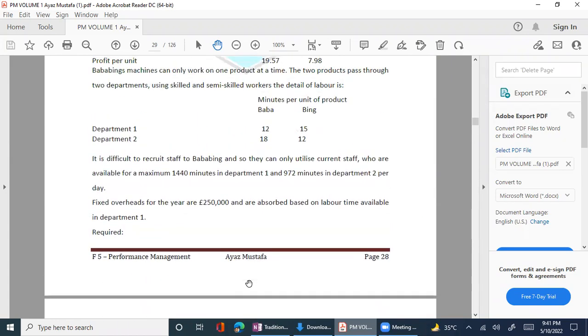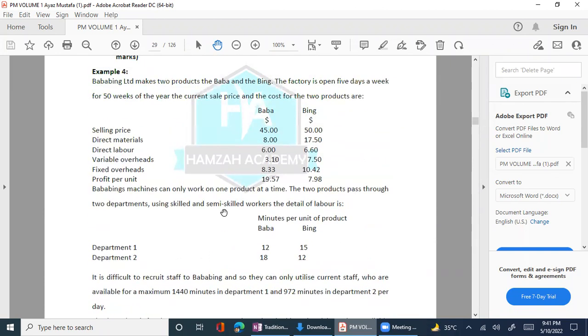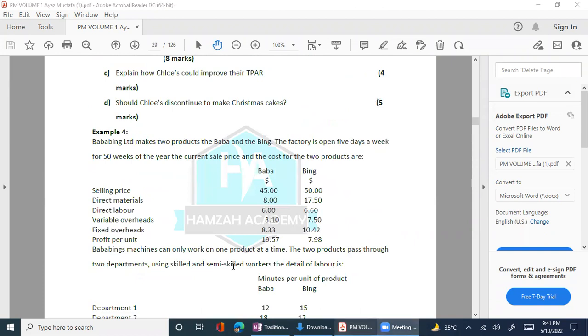Now if we want to have an optimum use of resource, then we need to find the throughput per unit. For throughput per unit, we will subtract the material cost from the sale price. What will be the answer for Baba? Throughput per unit. The answer for Baba will be 45 minus 8, which is 37. And for Bing, it will be 50 minus 17.5. What will be the answer? $32.5.